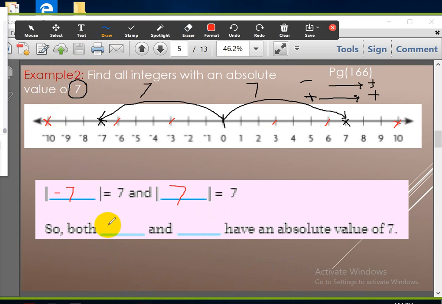Okay, so both numbers 7 and negative 7 have an absolute value of 7. Okay, girls? If you finish, please type 1 in the chat. Okay, if all of you finished, girls? All of you finished?